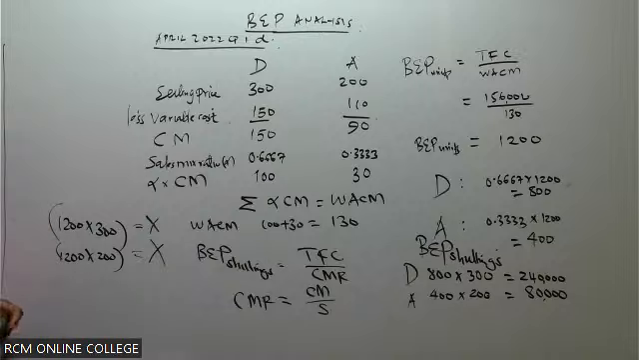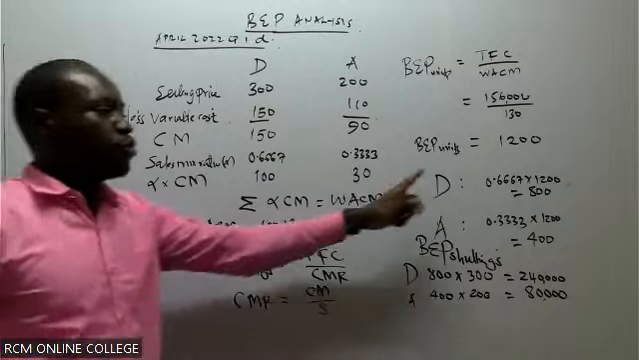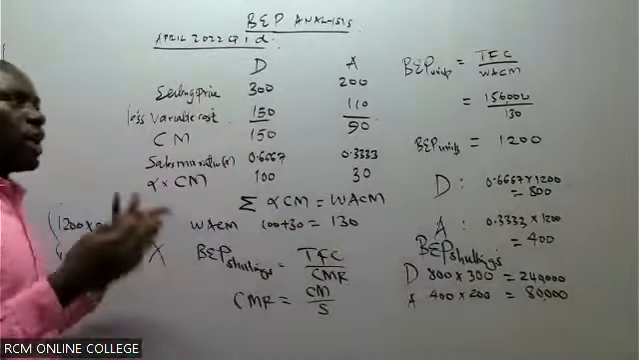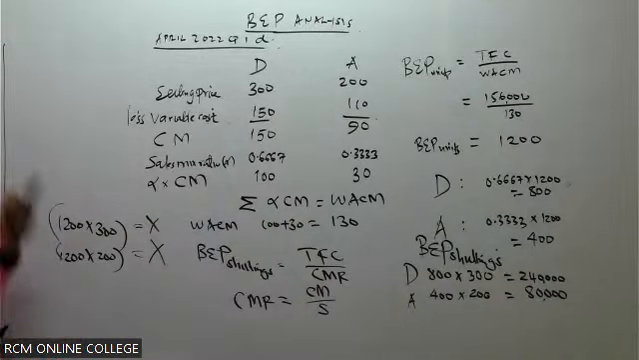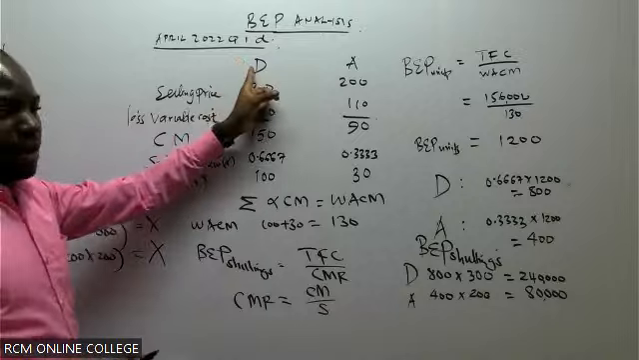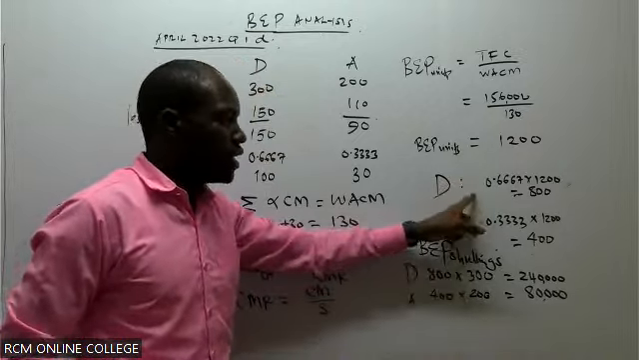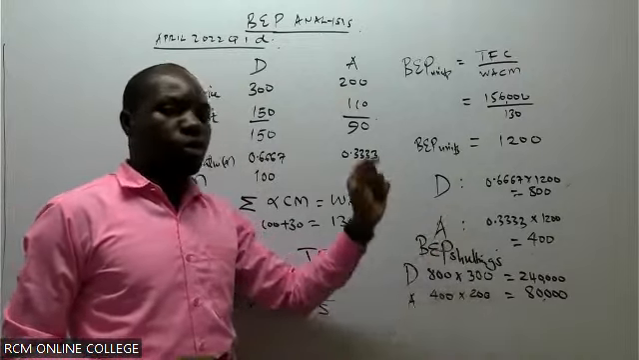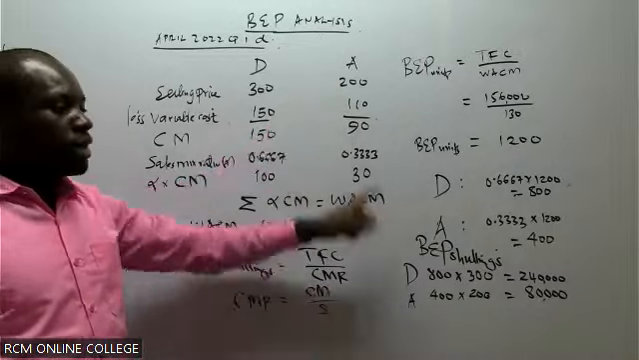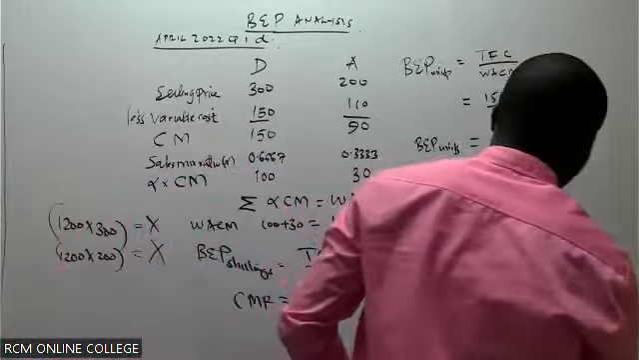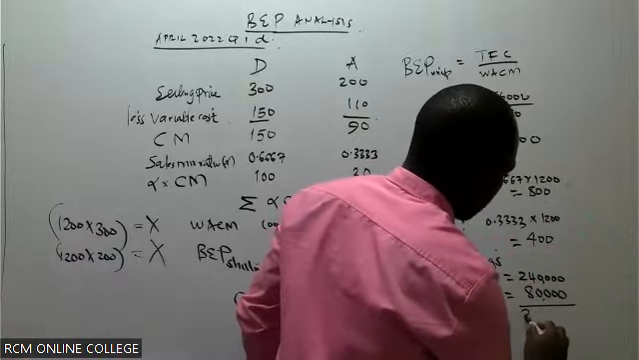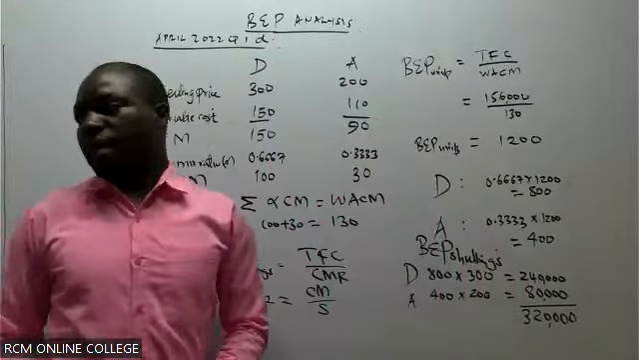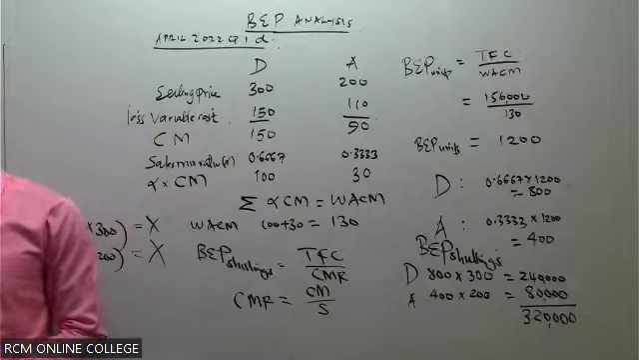But if you use the proportion here, you will be able to get the actual units of D, the actual units of A. And of course, you take now the actual units multiplied by the respective selling prices for the products. That's why we've taken 800 for D, we multiply by the selling price of D. We've taken 400 for A, we multiply by the selling price of A. Once that is done, you now go ahead and get the summation, and that becomes the break-even point in shillings for the entire company. So is that clear now?